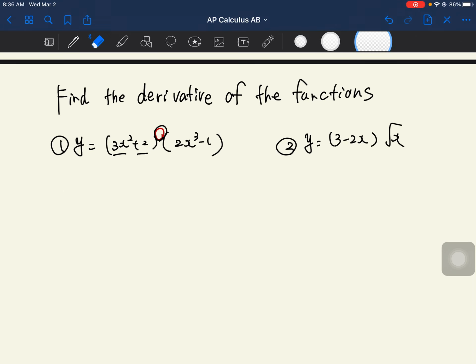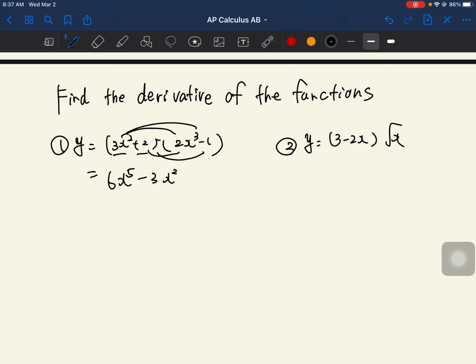So what would you do? You have two options. The first one is you can just expand this function. You can just multiply these like this. Then it's going to be 6x to the power 5 negative 3x squared plus 4x cubed negative 2. Then now we can simply find the derivative.